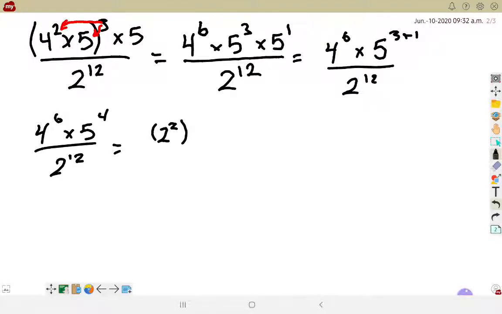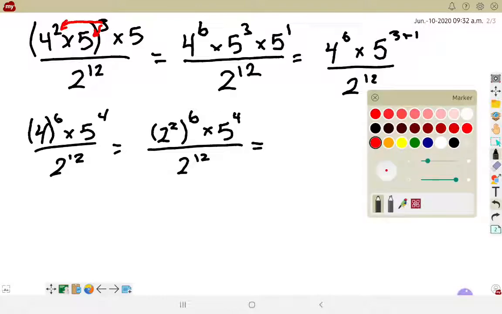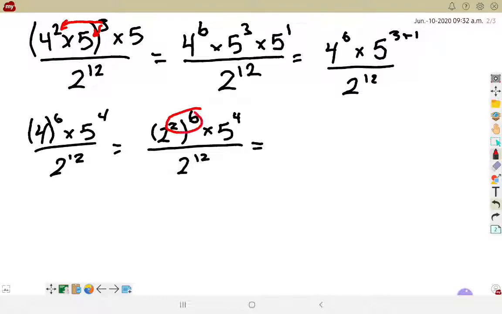So instead of writing 4, I'm going to put it in brackets. I'm going to put my 4 in brackets, and I'm going to think of 4 as being 2 squared instead. It's just another way of writing the same number. 4 is composite, so I'm going to write it as its factors. And when I do that, 2 exponent 2, then raised to another exponent of 6, those exponents 2 and 6 are going to multiply together.